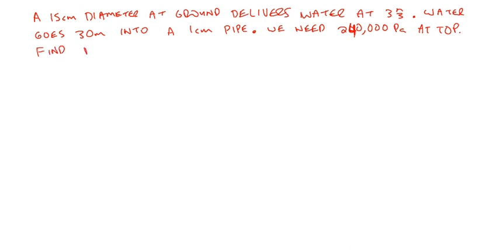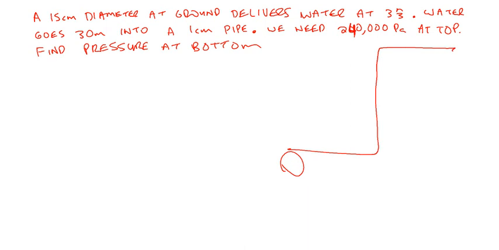Find the pressure at the bottom. Okay, this is the way you'd have to build buildings, right? The picture would look something like this. I'd have a big pipe down here, the pipe that brings the water to the building, and then it goes up, up, up, up, up, and it's a little bitty pipe up there. So I've got something that looks like that, and we're interested in all of those variables.